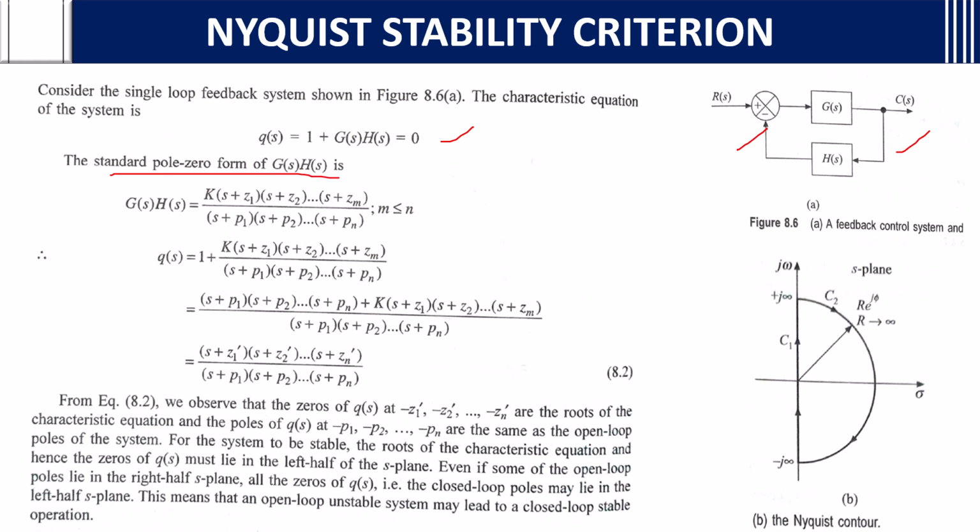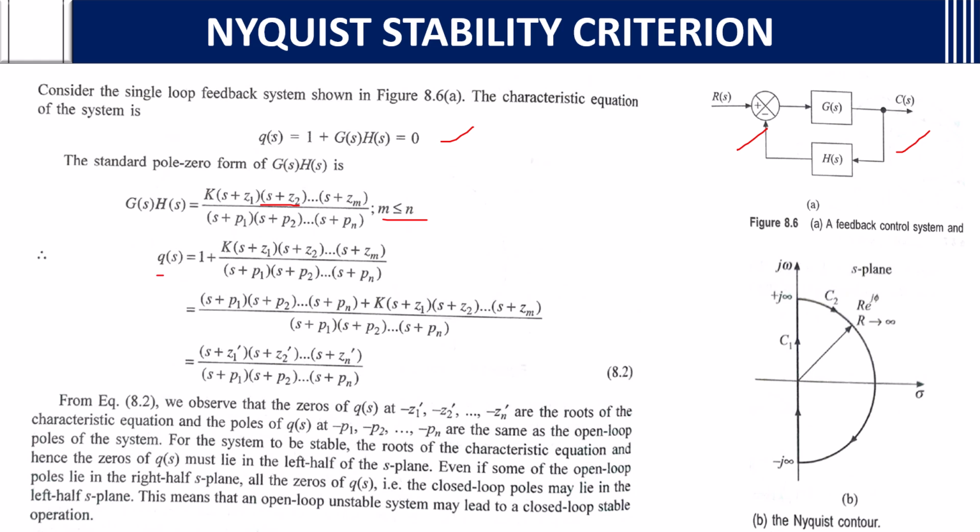The standard pole-zero form of G(s)H(s) is K, the open loop gain, times (s + z1)(s + z2)... zeros in the numerator, and poles in the denominator, (s + p1)(s + p2)...(s + pn). So m is less than or equal to n, because the zeros should be less than or equal to the poles.